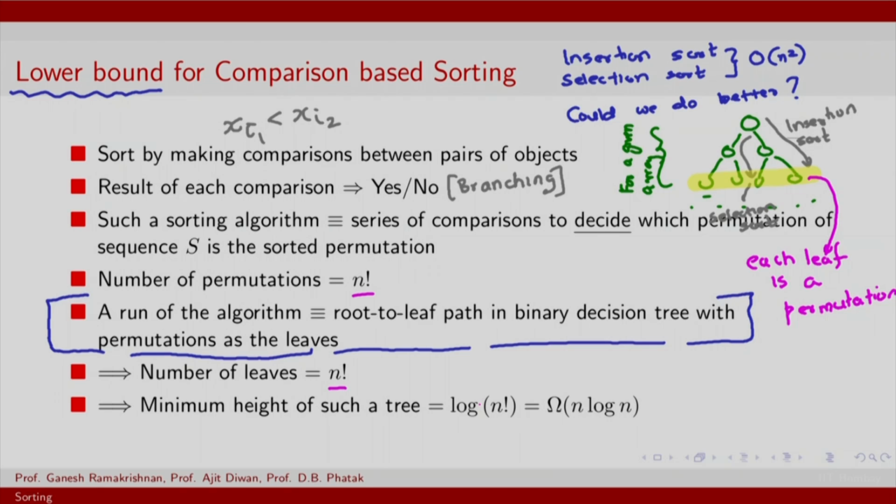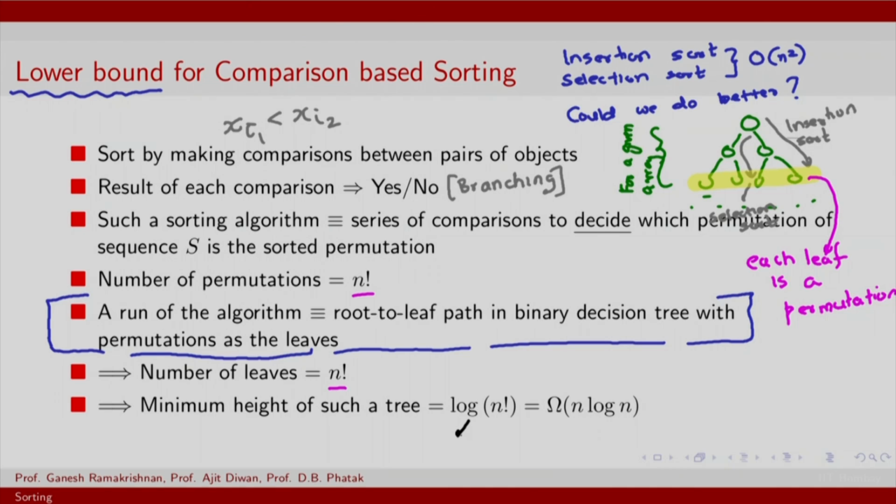Now what is the minimum height of such a tree? Well, we know that since this tree is binary, actually it's balanced, it's a complete tree because every pair of elements, when they are compared, will have two outcomes, and there will be no comparison that leads to a dead child, so you will have a complete balanced tree, and the minimum height of such a tree is log n factorial. And in case you haven't seen what log n factorial is, you could expand.